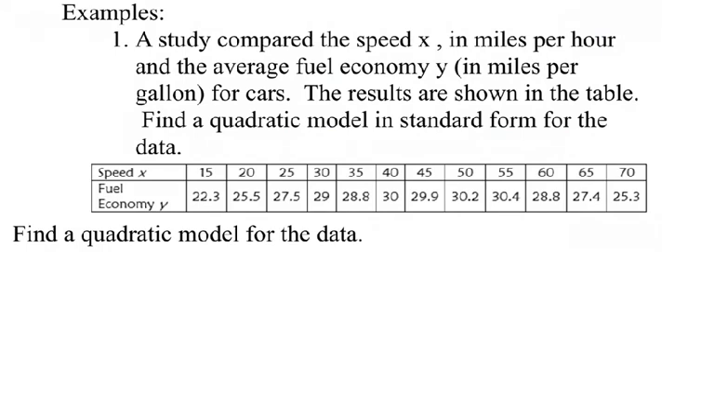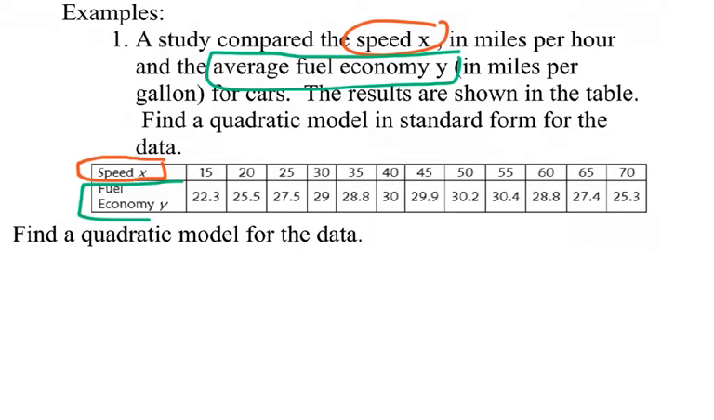Alright, so after watching the video, you should have one way of doing it. That's great. So example 1: a study compared the speed x, so it even tells you. Sometimes they don't tell you, but you would have to know. So x represents speed in miles per hour and y is the average fuel economy. Anytime we see y, it's going to be average fuel economy. They labeled it in the table, which is really, really nice. The results are shown in the table. Find a quadratic model in standard form for the data.